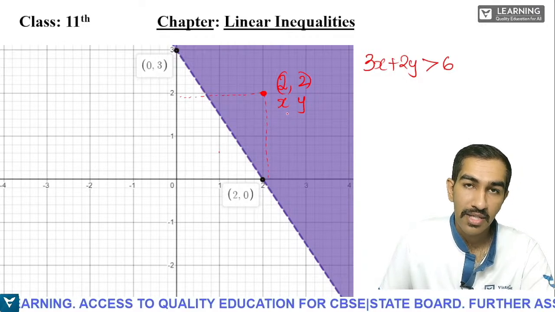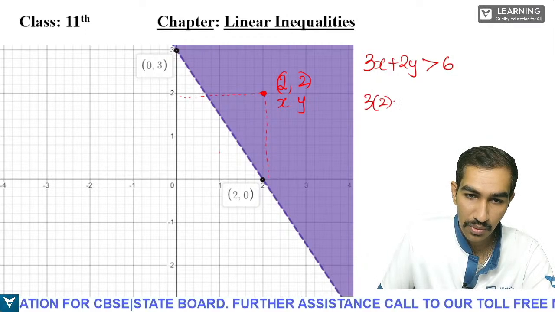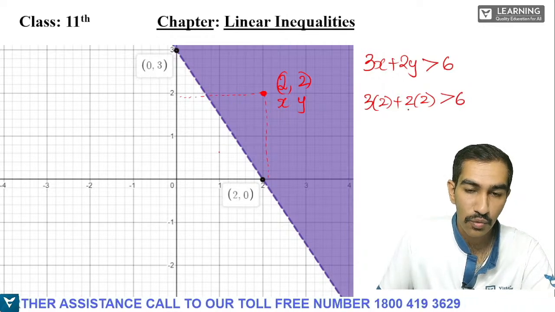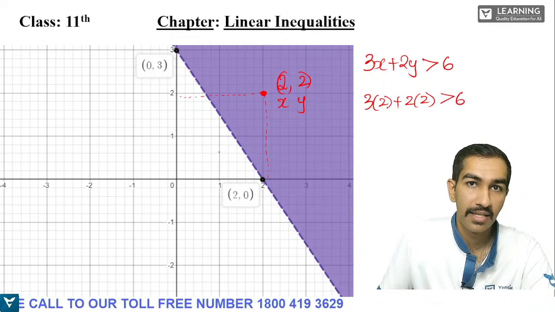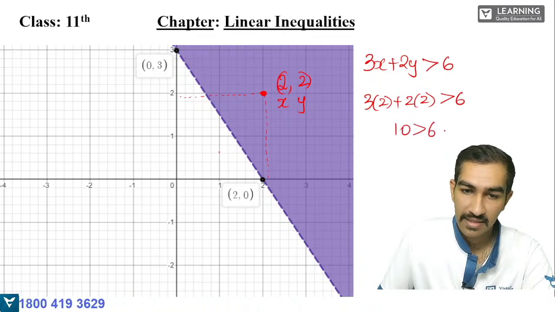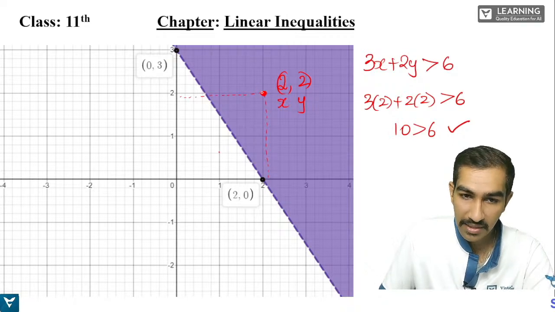Now substitute the values of x and y in the given inequality. 3 into 2 plus 2 into 2 is greater than 6. See whether this is true or false. 3 2s is 6, 2 2s is 4, 6 plus 4 is 10. Is 10 greater than 6? Yes, it is greater. So therefore it is true. Now this is the shaded part, so I have taken the point in the shaded part.